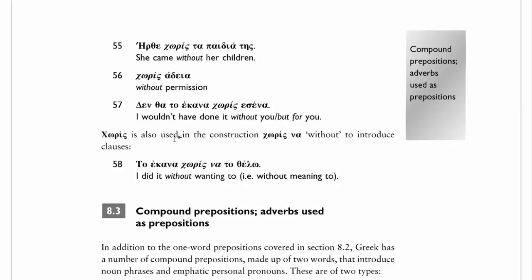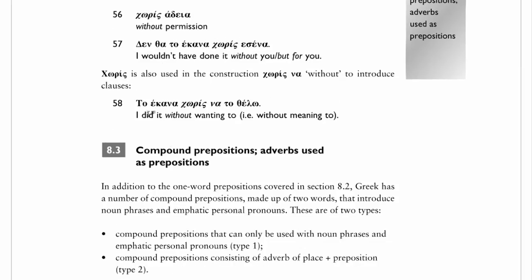Χωρίς is also used in the construction χωρίς να, without, to introduce clauses. Το έκανα χωρίς να το θέλω. I did it without wanting to, without meaning to.